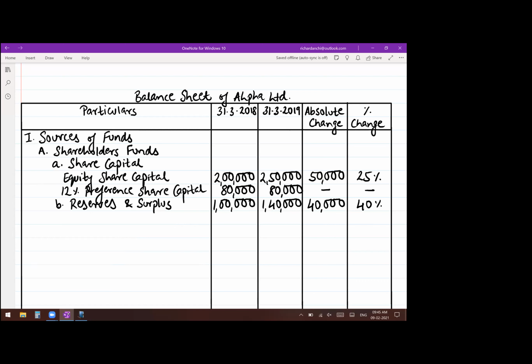Then the next point number B is borrowed funds. And there are borrowings in the form of debentures over here. So below borrowed funds, you write the rate, 15%. So 15% debentures.